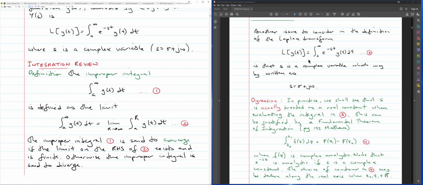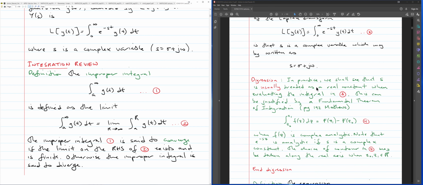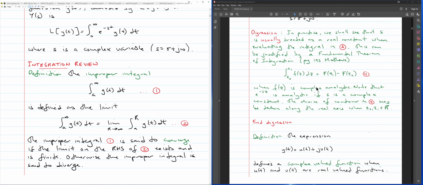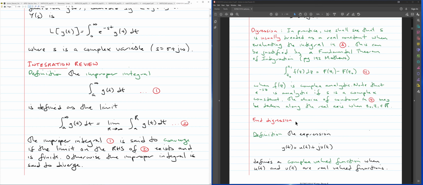Alright, so the next issue that we need to deal with is the fact that this s over here can be complex. Remember we said that if s is complex, we can write it in terms of real and imaginary parts, where the real part is sigma and the imaginary part is omega. Okay, so just a definition here.